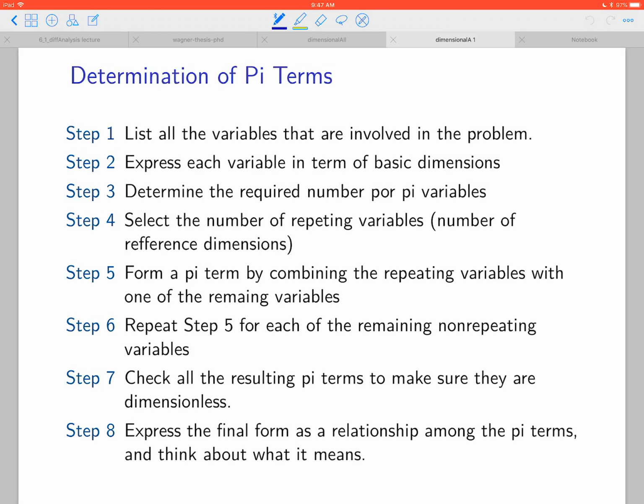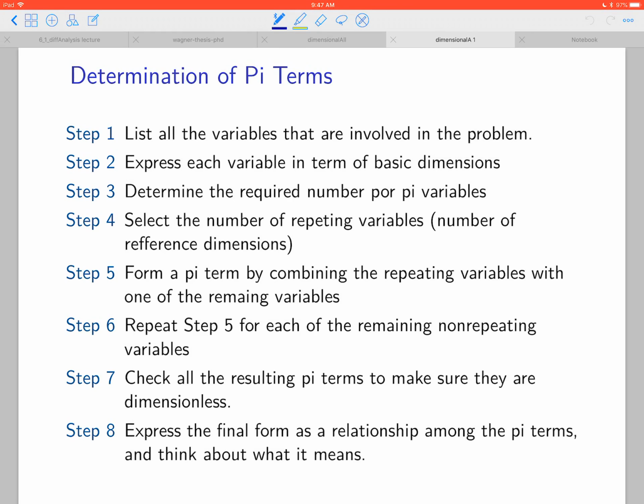Determination of the pi terms. So how do we find the pi terms? I'm going to explain one technique, and next video I will explain a different technique. There are 8 steps involved in this technique.